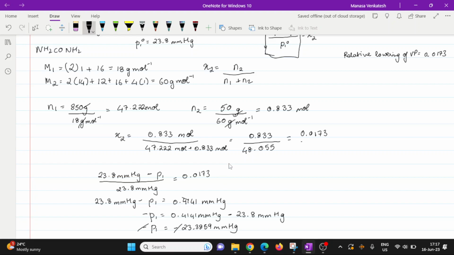Essentially, we used the relative lowering of vapor pressure equation. Using the mole fraction, we calculated the mole fraction of the solute. And then from there, we were able to calculate the vapor pressure of the solvent in solution. With that, we're done with this video. In the next one, we're going to be discussing Intext question 2.10.